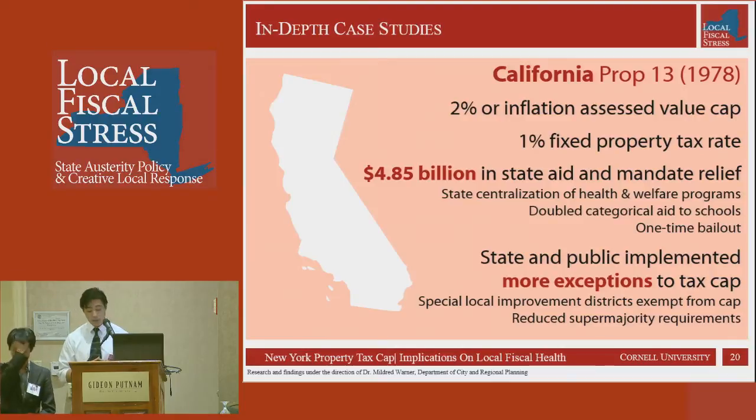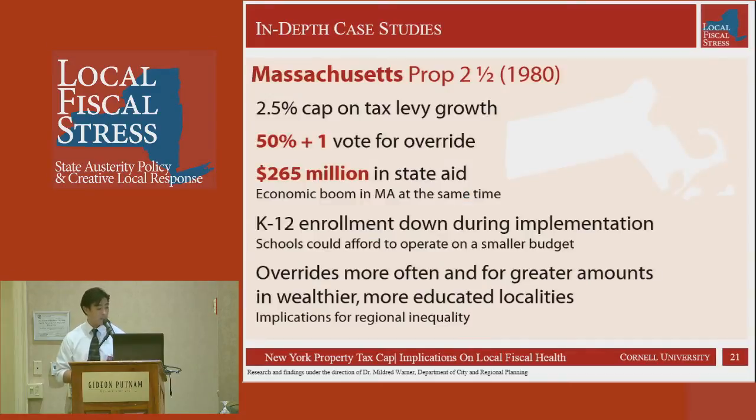However, the immediate impact of Proposition 13 was substantial. In the first fiscal year after its implementation, county property tax revenue fell from $10.3 billion to $5 billion, a loss of almost 51%. Because of a large budget surplus and a strong economy, the state government implemented a $4.85 billion relief plan, which included a one-time bailout. They doubled categorical aid to schools and relieved counties of some responsibilities for certain health and welfare costs.